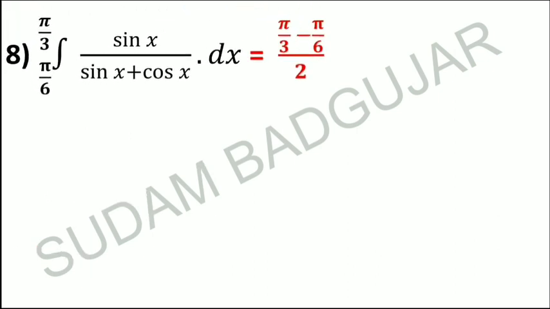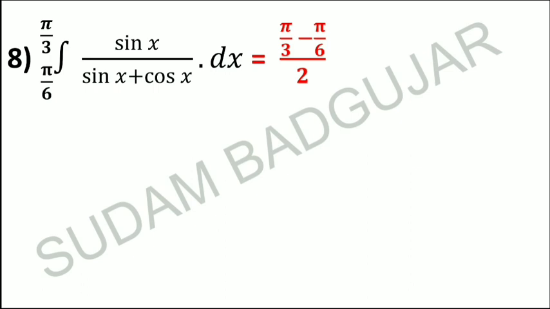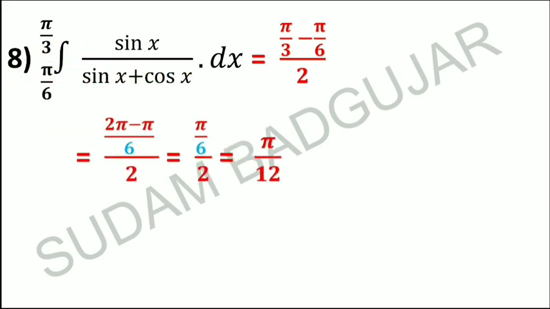Now the shortcut method is the same. See, the denominator is a sum of two terms, sin x plus cos x, and one of the terms is at the numerator, then directly you have to apply the shortcut formula. What is that? That is upper limit pi by 3 minus pi by 6, that is lower limit, divided by 2. Now you have to simplify the numerator, taking LCM. What is LCM? 6. Then 2 pi minus 1 pi divided by 6 upon 2, that is pi by 6 upon 2, that is pi by 12. Okay, the final answer is pi by 12.